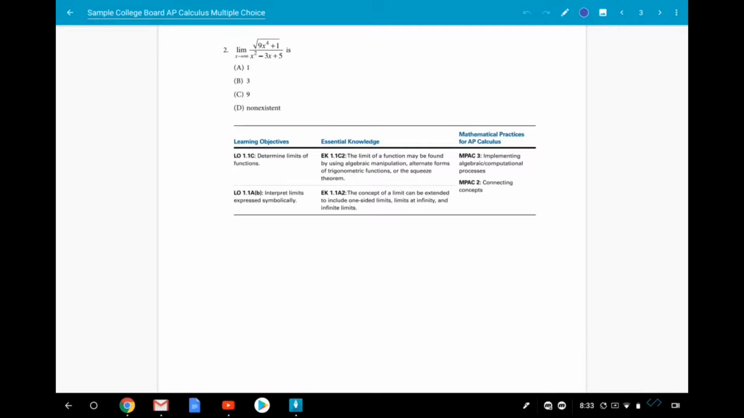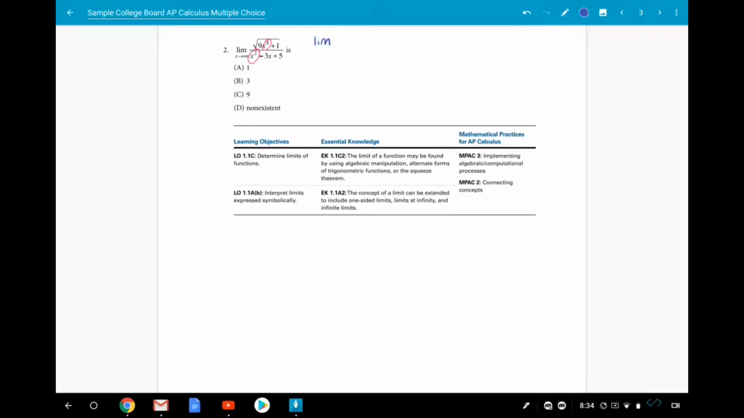Okay, so number 2 says the limit as x approaches infinity of the square root of 9x to the fourth plus 1 over x squared minus 3x plus 5 is. The trick to doing this type of problem, when x approaches infinity or negative infinity, is you're going to divide by the variable with the highest degree or the highest exponent. If you look over here, the variable with the highest exponent is x to the fourth, or x squared. So let's go ahead and divide everything by that.